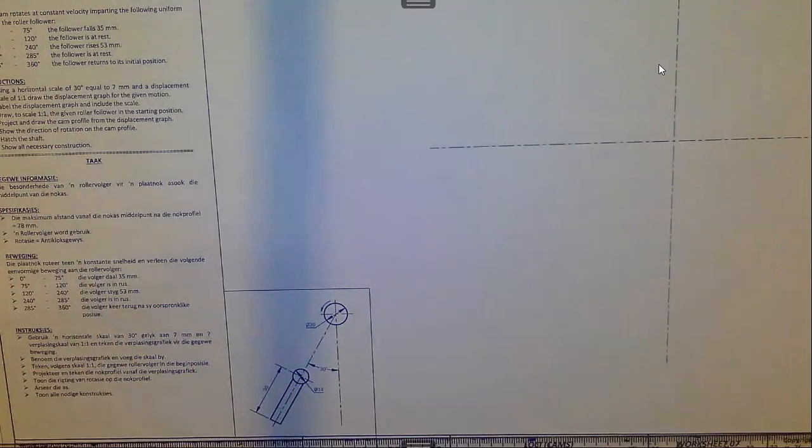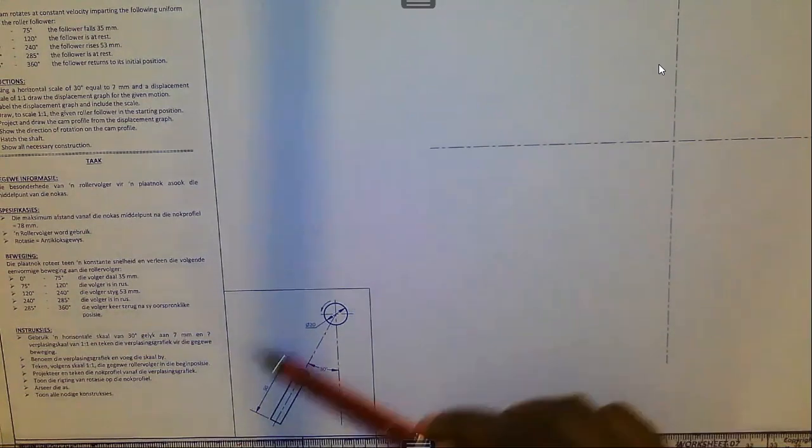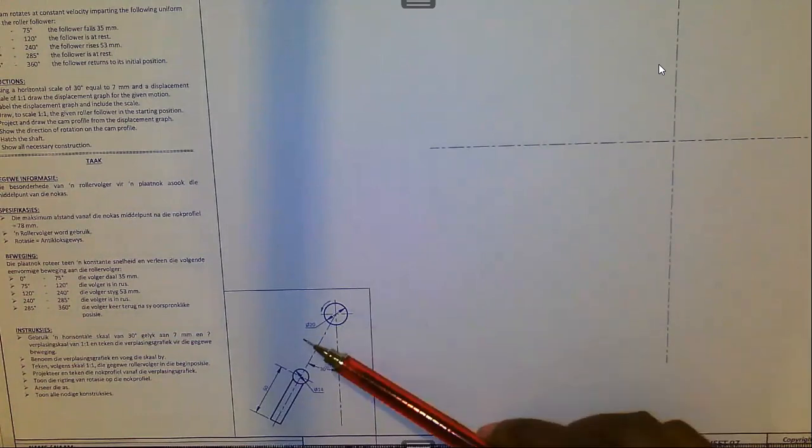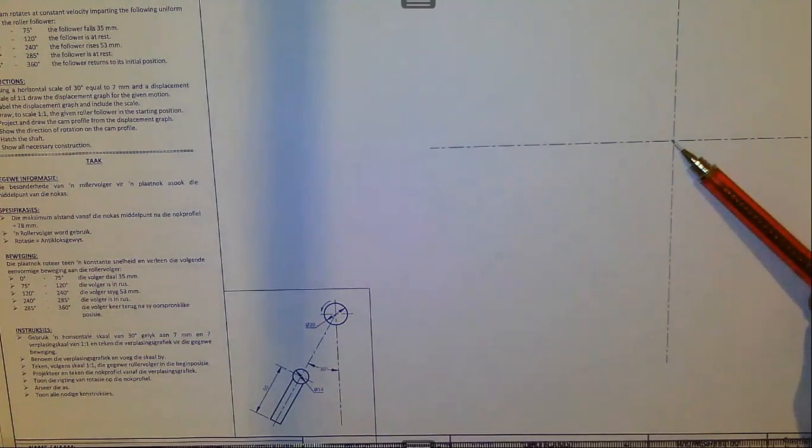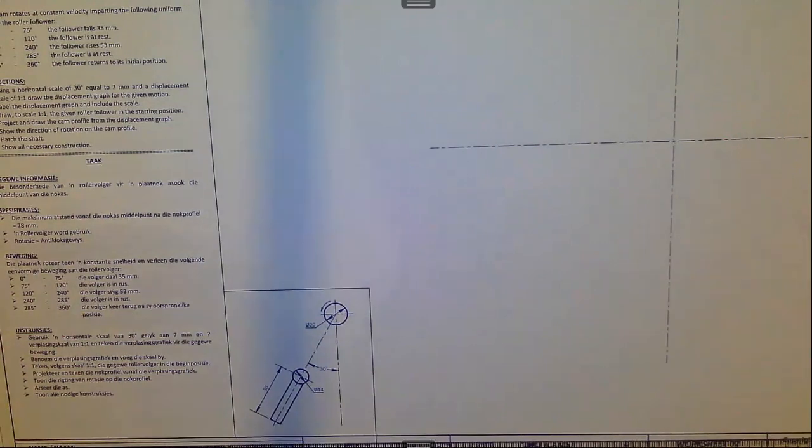Right. The given task is as follows: the detail of the roller follower for a disc cam, as well as the center of the camshaft. These are the details that we would make use of. The specifications: the maximum distance from the camshaft center to the cam profile is 78. The roller follower is used. The rotation is anti-clockwise. So we have got this setup.